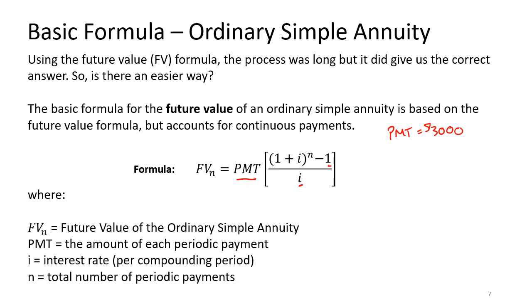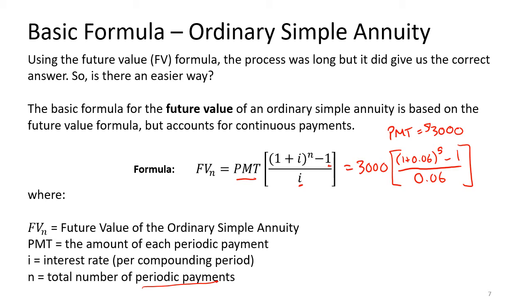If you want to see whether the answer is the same, why don't we try it with all of our numbers from the last question. We'd have our payment of $3,000, multiplied by 1 plus 0.06. Remember, the interest rate was 6%. And n is the total number of payments. We had 5 equal deposits, so n is simply 5. Minus 1, divided by the periodic interest rate, which is 0.06.